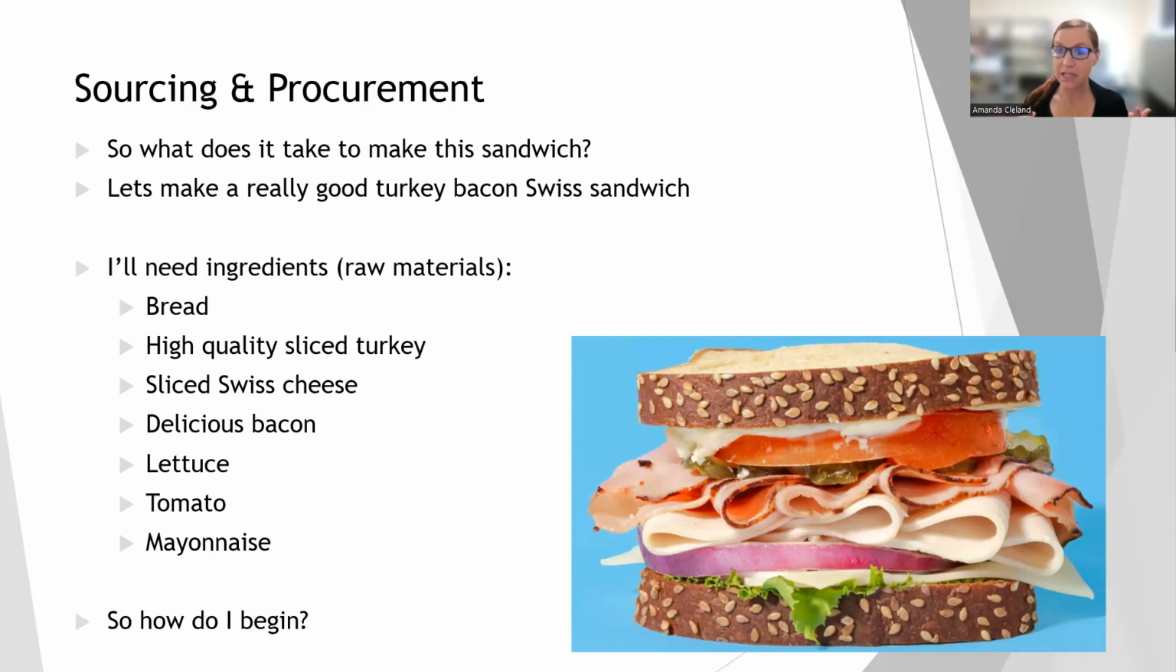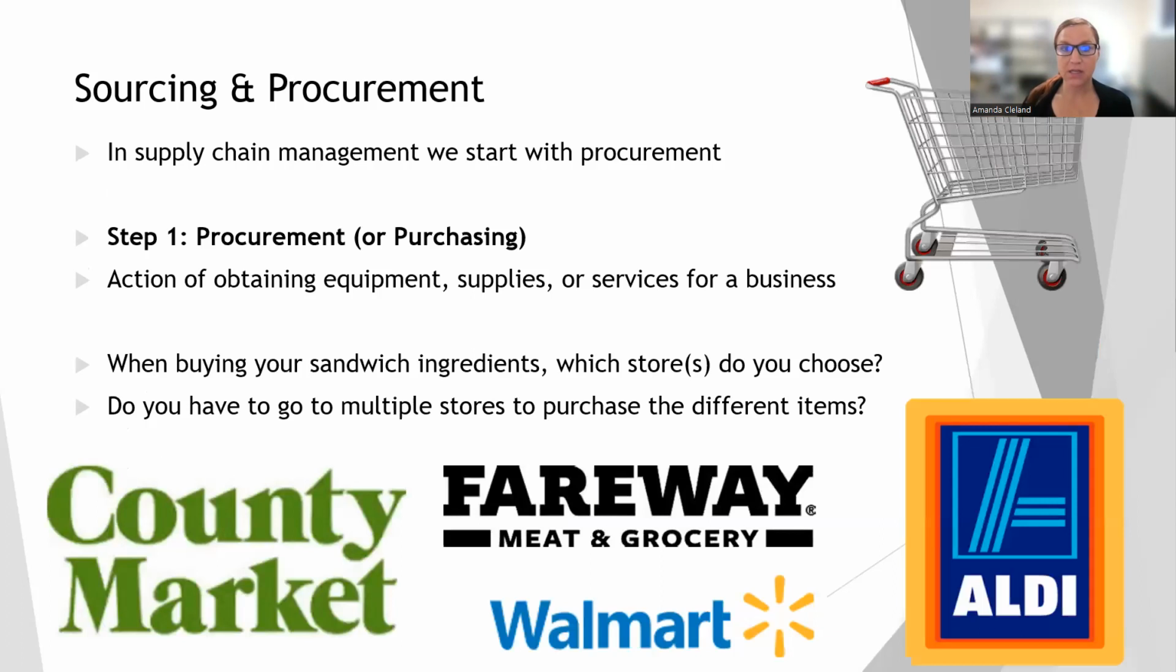So how do I begin in this process? Our step one is going to be with procurement. This is the act of obtaining the equipment, supplies, or services that we need for our business. So with our sandwich, which stores are we going to choose, the places where we are going to buy all of our raw materials, all of our ingredients?